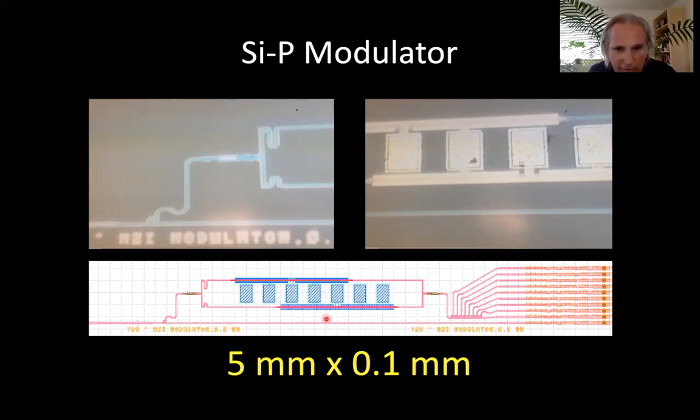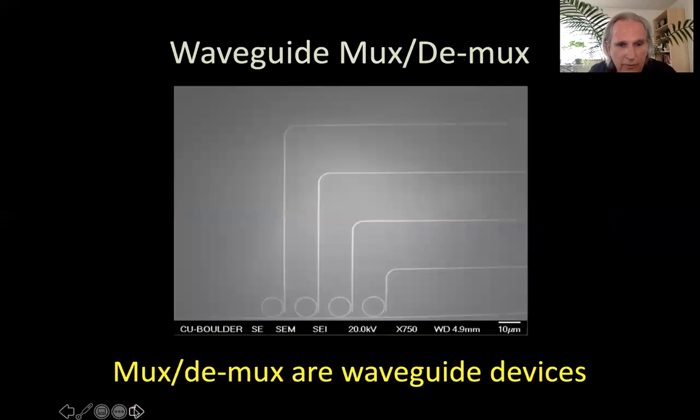And again, this is what a modulator looks like. And then this is what the waveguide multiplexers and demultiplexers we were using at this time looked like.